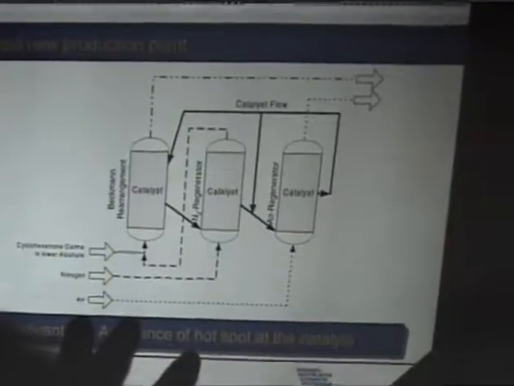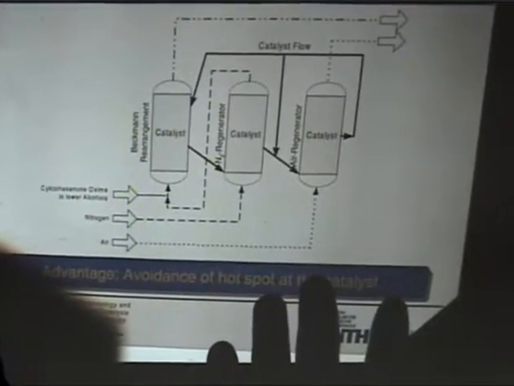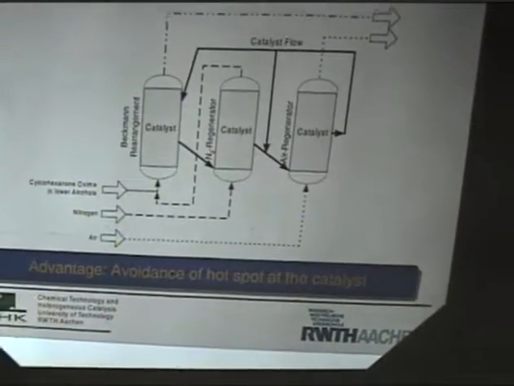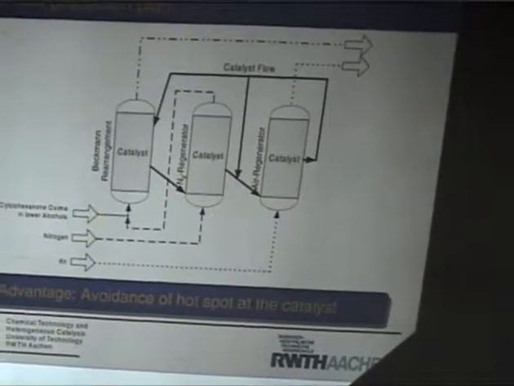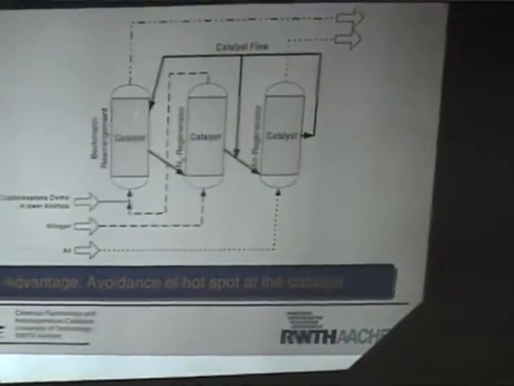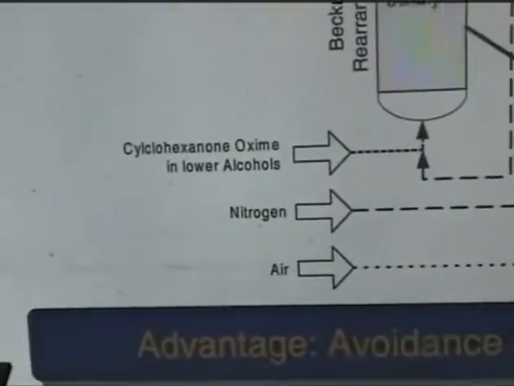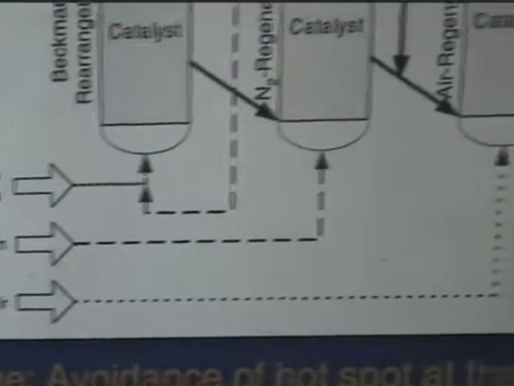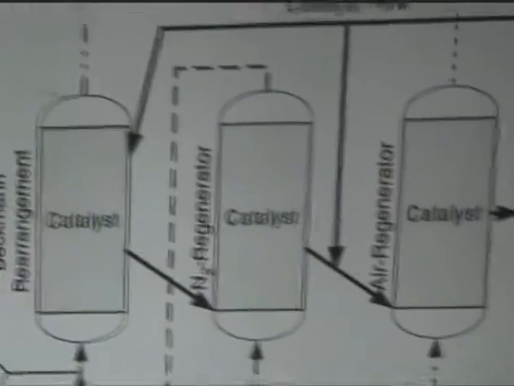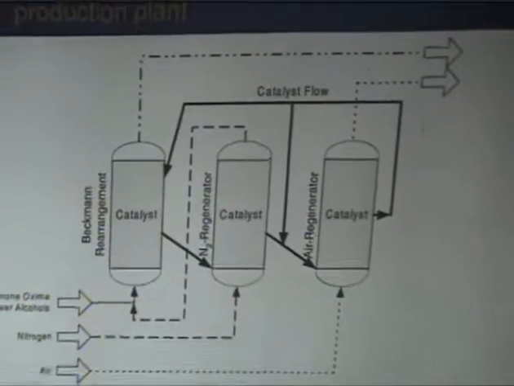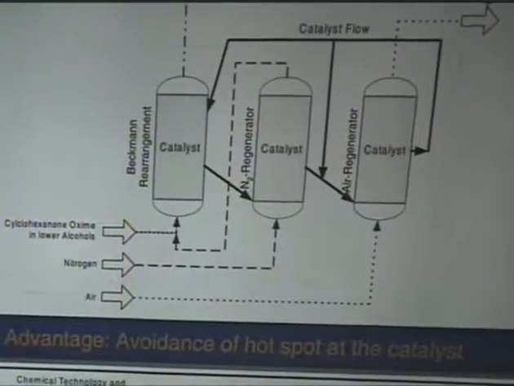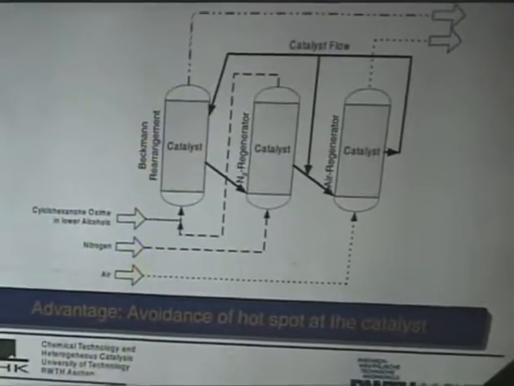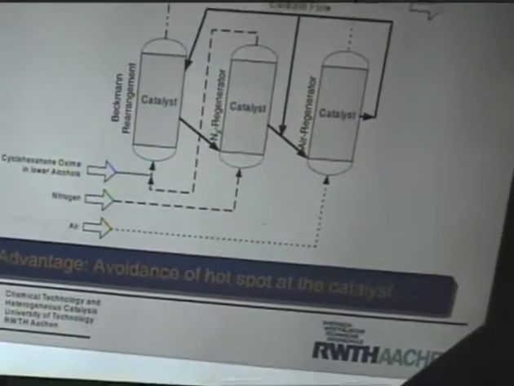Therefore, we now propose, not only our unit with fluidized bed and continuous regeneration, another production plant consisting of the reactor, then a regenerator for nitrogen regeneration. Okay, in the lab it was fine with just nitrogen, but you do not know if you can do it also in a big plant. Therefore we have also an air regenerator.